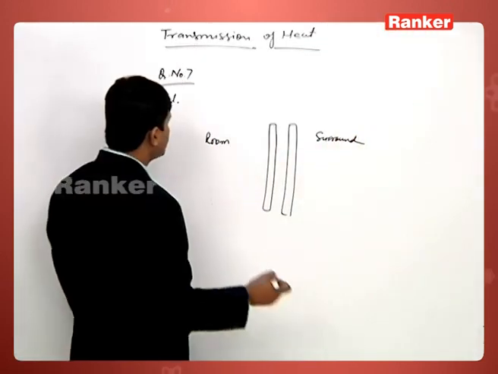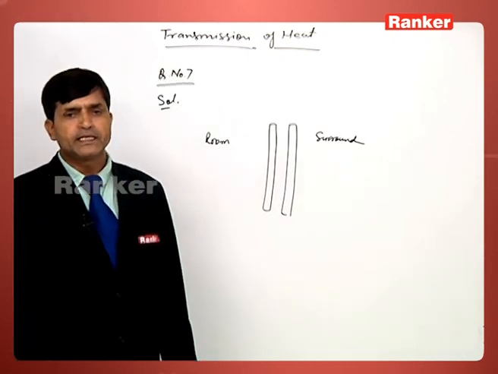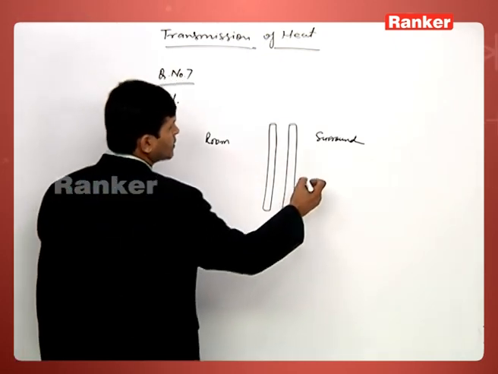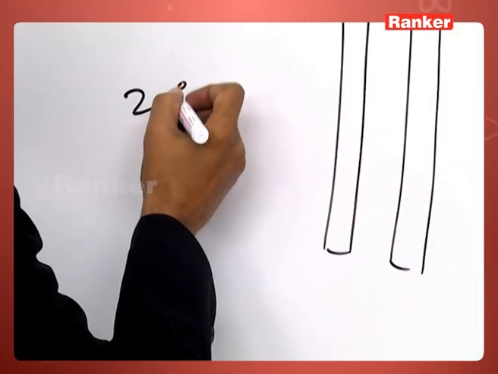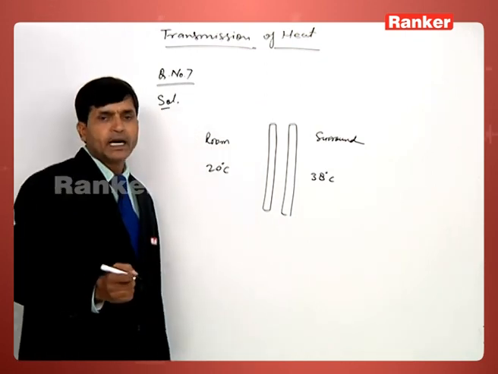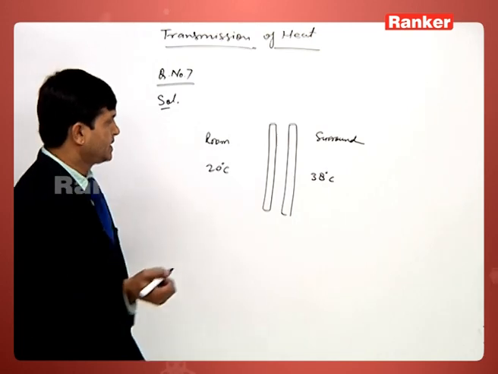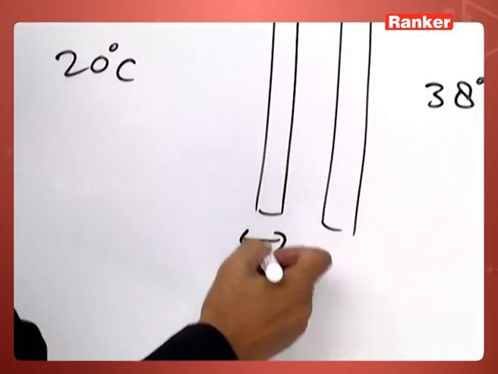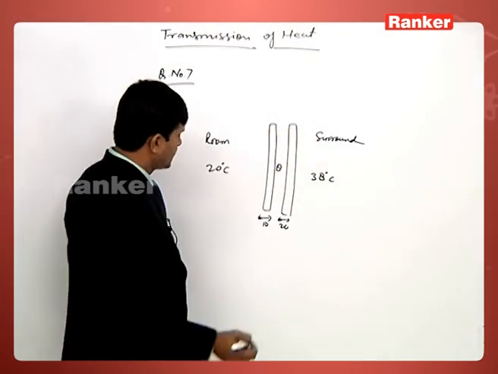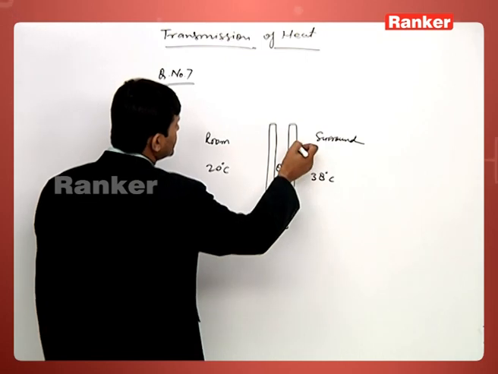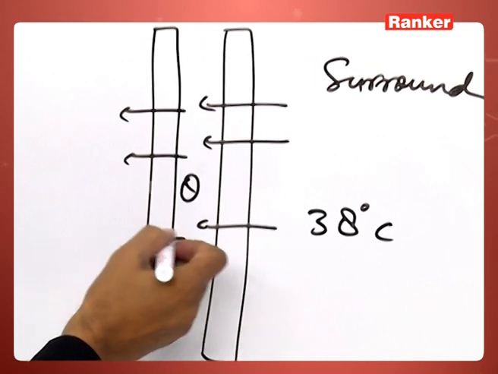This is your surrounding space. The temperature inside the room is 20 degrees Celsius, while the surrounding temperature is 38 degrees Celsius. The thickness of the first wall is 10 and the second wall is 20. This is your 10, this is your 20, and they are asking the temperature theta. Whatever heat flows from there, the same heat will go through this.